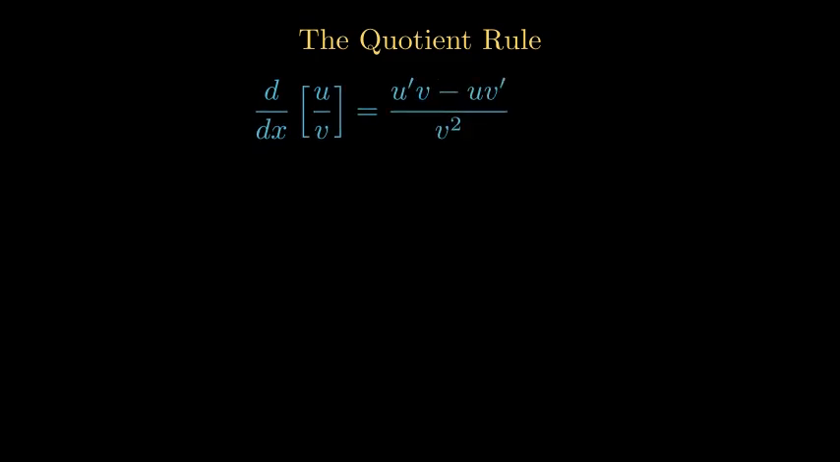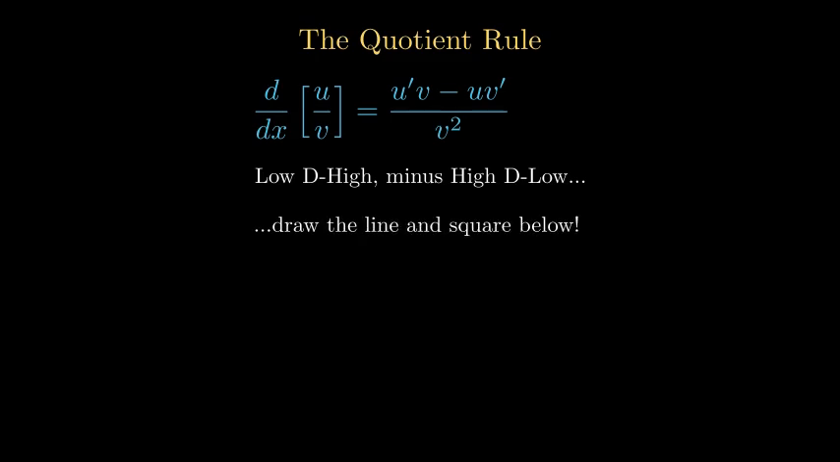When dividing two functions, we must use the quotient rule. The quotient rule is u prime v minus u v prime, all divided by v squared. A common way to remember this is low d high minus high d low. Draw the line and square below.